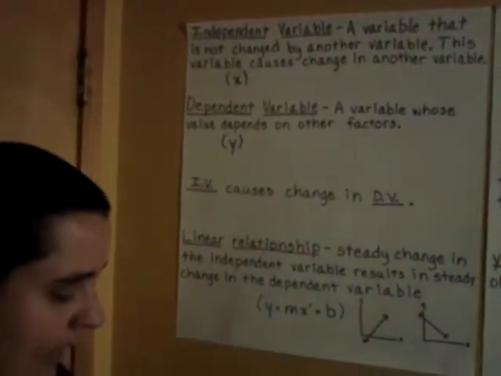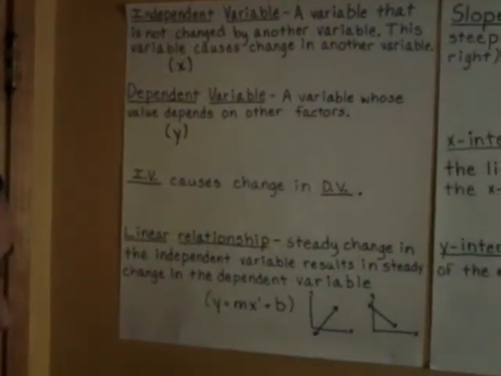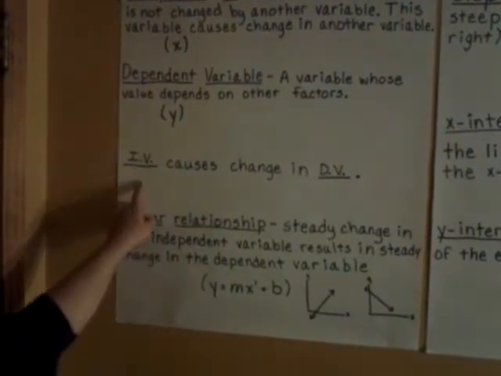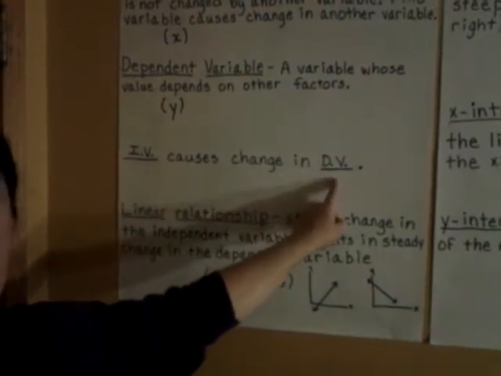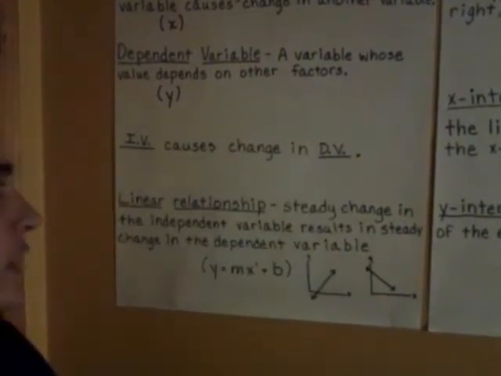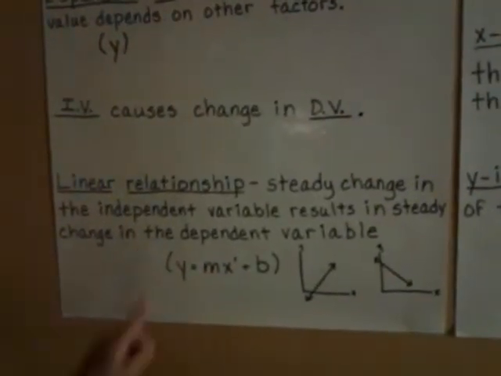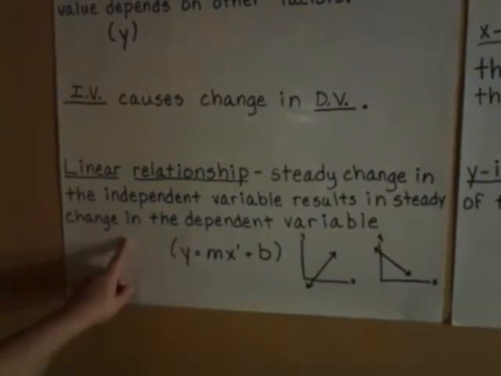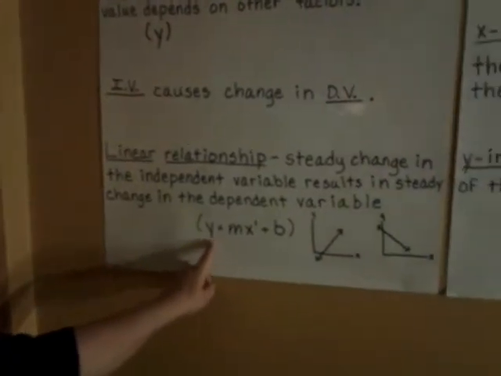For example, as the size of a floor increases, the amount of concrete needed to form the floor will also increase. Thus, the independent variable, size of floor, causes change in the dependent variable, amount of concrete. In a linear relationship, we have a steady change in the independent variable, which results in steady change in the dependent variable. This is usually expressed as y is equal to mx plus b.